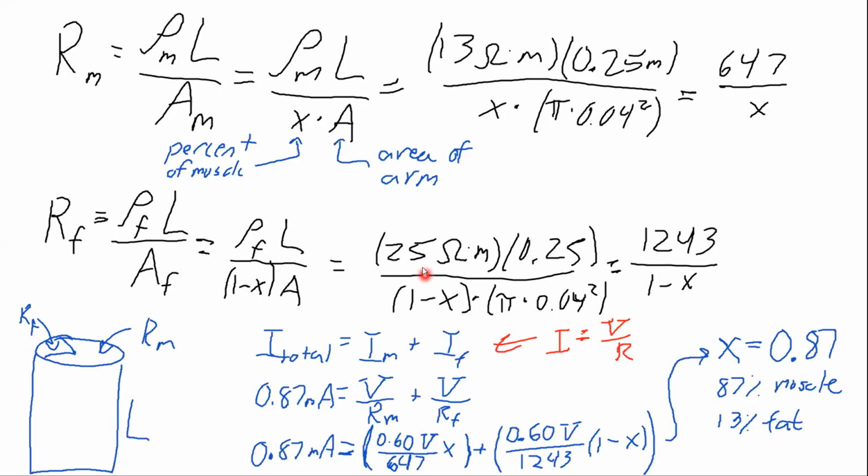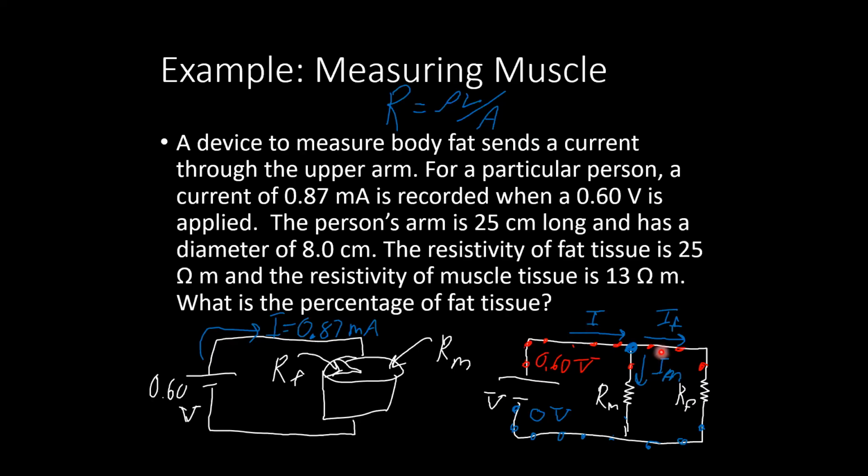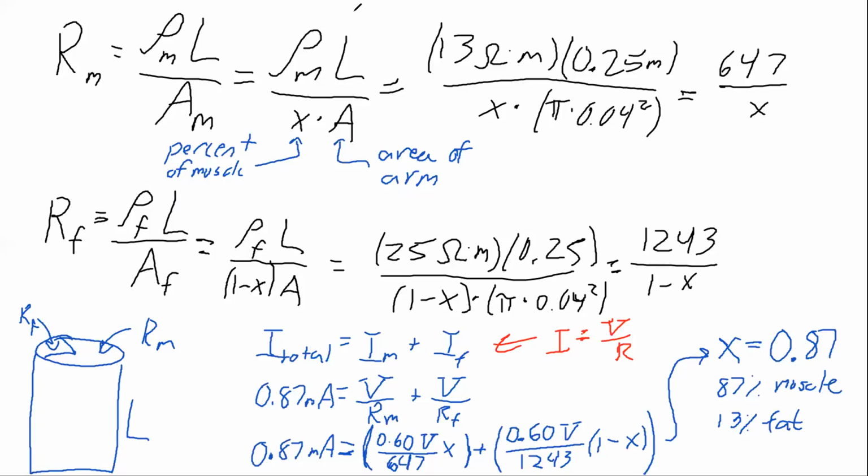The other thing I want you to take away from this is junctions. We have a junction here. When we have a junction, that tells us that the current is splitting up. Without that, I wouldn't have been able to start this. This is where we use that information here.